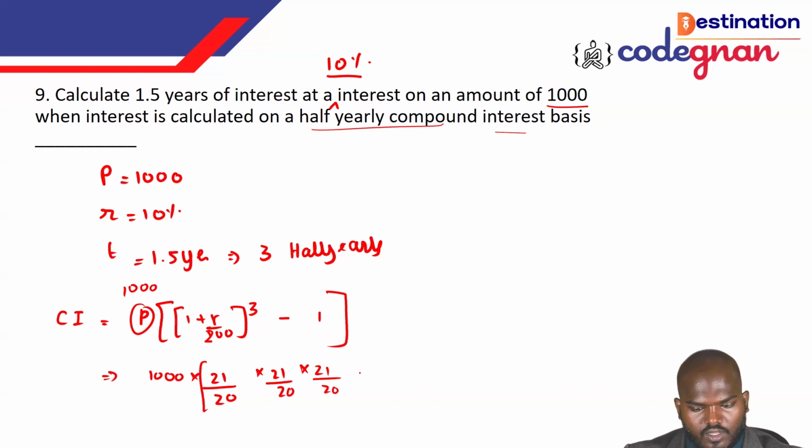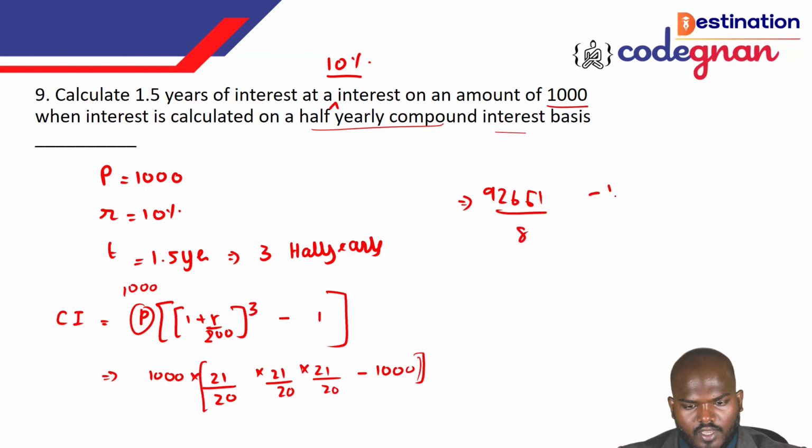This is how the value you will get here in this one. Once you deal with this, guys, it will give you the answer like so: 9261 by 8, minus 1,000. Once you get this, you want to find out the answer. You can take the LCM of this, or else you can do it in the common way. So this is 861. You see this one, we have 9261 here.